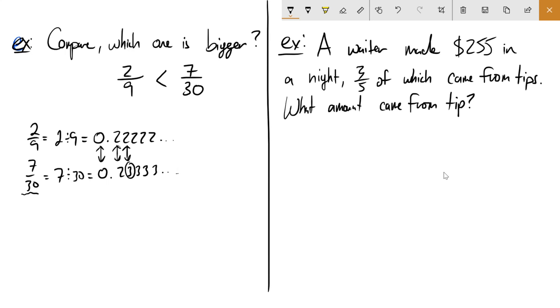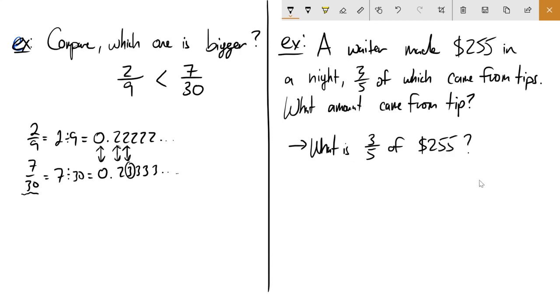Yeah, so, could you just turn the 3/5 into a decimal? Yeah, that's the thing. So you have options, but a lot of people like decimals. Okay, so essentially, what question are we trying to answer? We're trying to figure out what is 3/5 of 255. That's what we're trying to figure out.